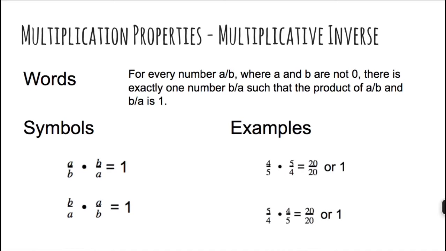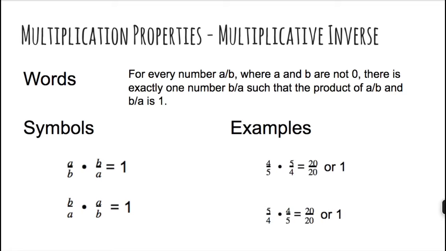Our last multiplication property is the multiplicative inverse. This deals with fractions. For every number a over b, and the important thing is that a and b cannot be 0, so we can have 1 over 2, we can have 7 over 9, we can have anything, but a and b can't be 0. For any number, there is exactly one number where the product of those two will be 1. This is what we call the reciprocal, the multiplicative inverse.